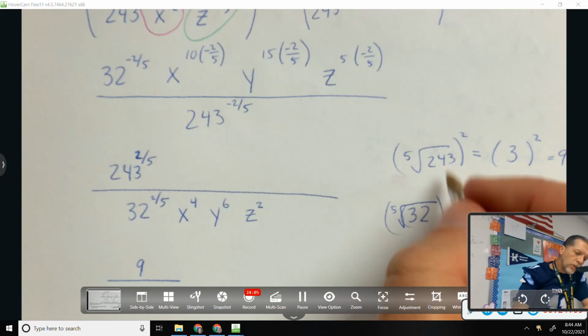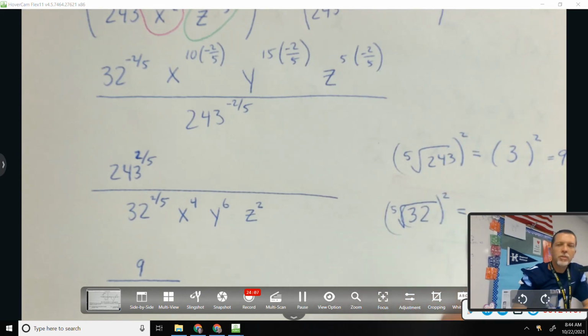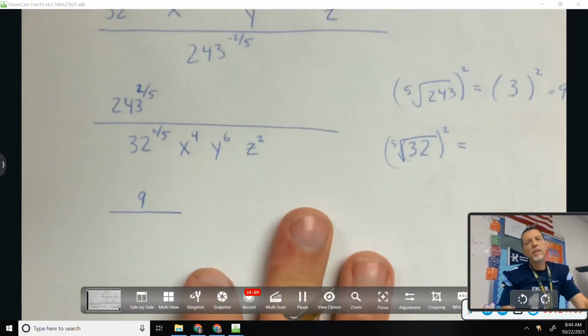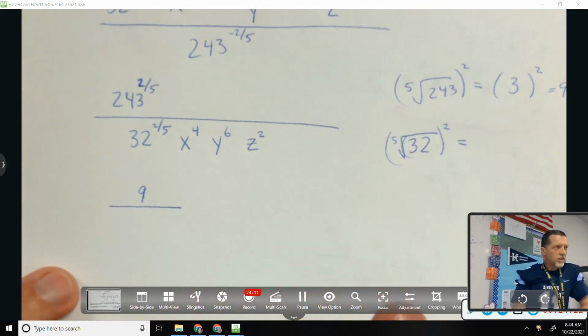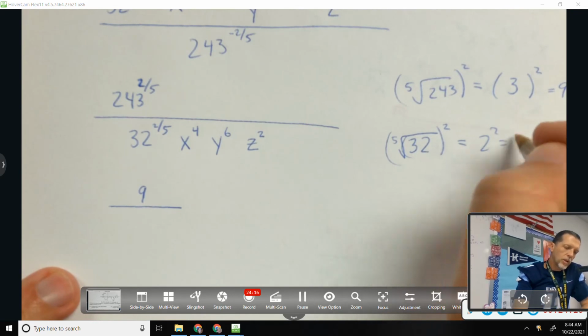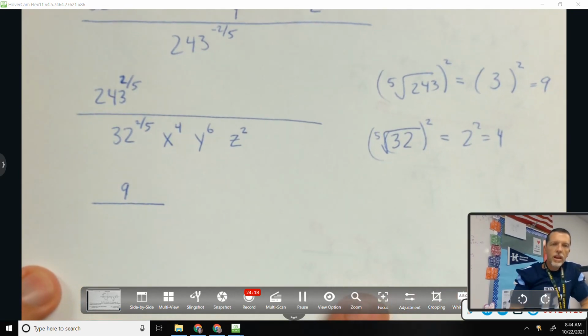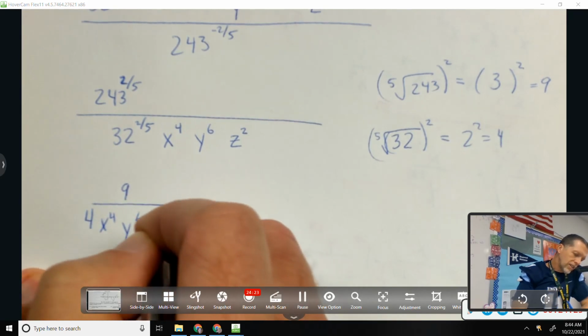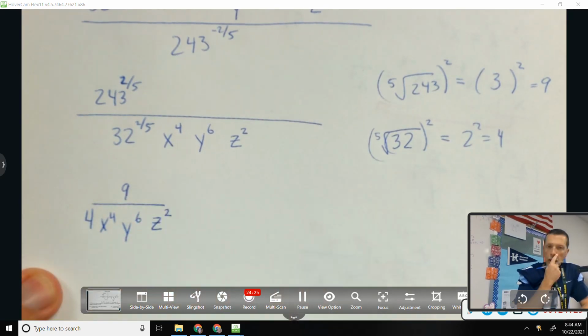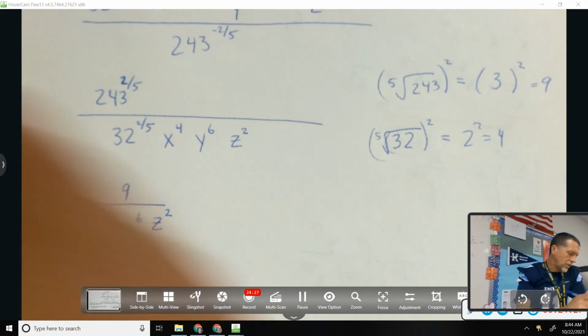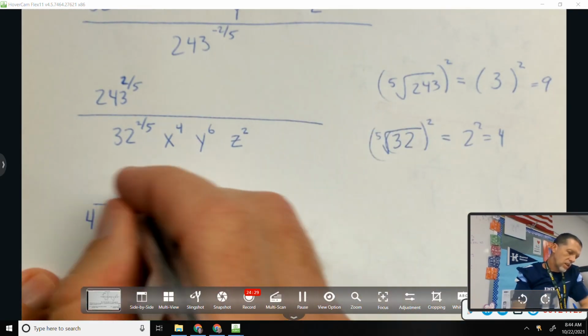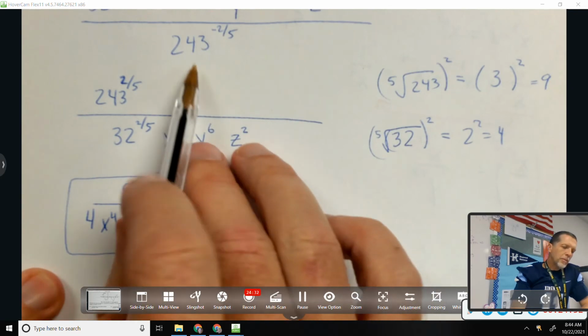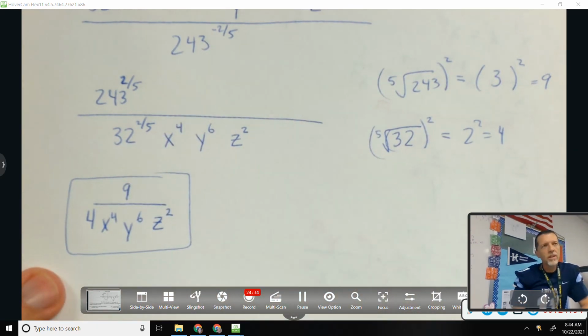Maybe not the 243 to the 5th root, but everything else would be fine. Everything else is easy. 5th root of 32? 2. Well, yeah, 2 and then 4. 2 squared is 4. So 4, x to the 4th, y to the 6th, z squared. Will we ever actually have to do this on the test? Yeah, maybe not the 243, but the rest is no big deal. Just go slow and be careful.